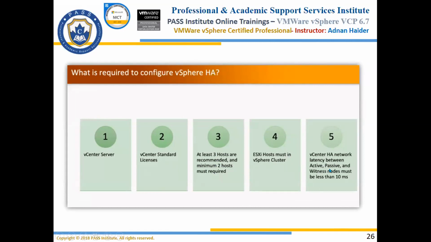You must have vCenter network latency between them. So the connection between the vCenter and all ESXi hosts should be less than 10 milliseconds, which means that you must have a fast network between all of the ESXi hosts. So 10 milliseconds is a very small latency.